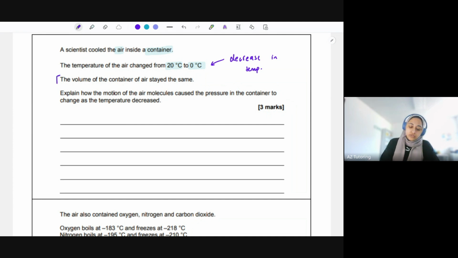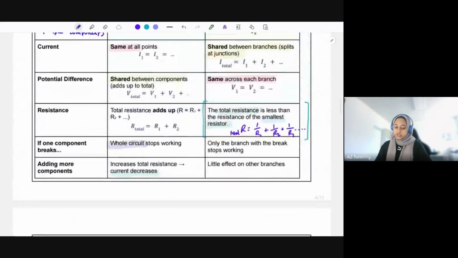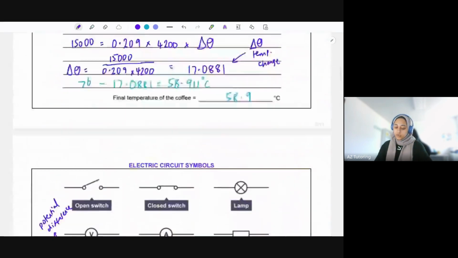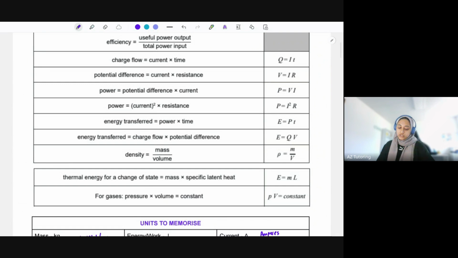The reason they've told us this is that the volume of the container is a control variable, meaning it's not affecting the pressure. The volume's not a factor here, because if you look at your equation sheet, there is an equation that involves volume. If you do change your volume, it changes your gas. You can see here, pressure times volume is constant. So if you change that volume, you've now got a different pressure.